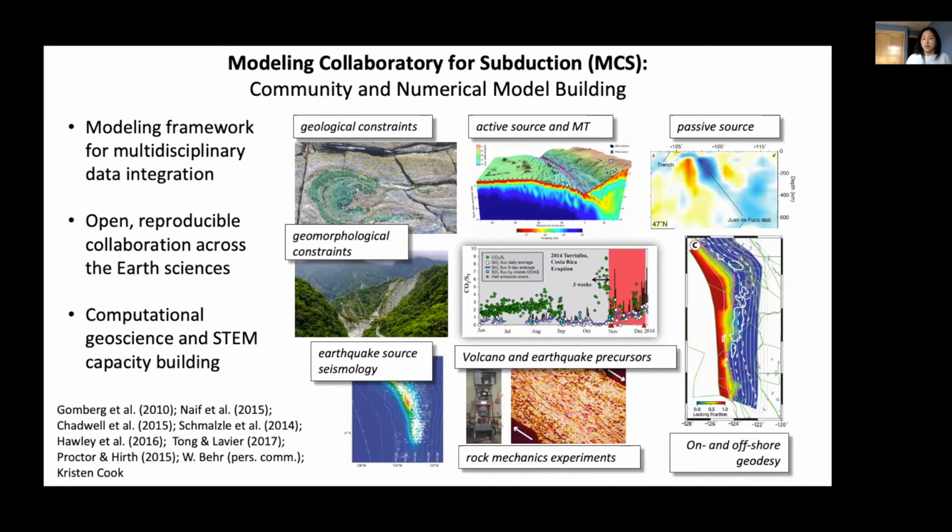We have this variety of data, and the processes that we want to study are inherently non-linear and transient, and we really need to integrate all available observations to fully understand what's happening. So the objective is to build a modeling framework for multidisciplinary data integration. Through this framework, MCS is also hoping to provide open and reproducible collaboration across the earth science community. That should also lead to expansion of computational geoscience and STEM capacity building, which was discussed during the panel discussion yesterday.